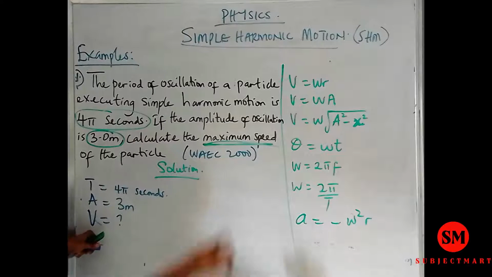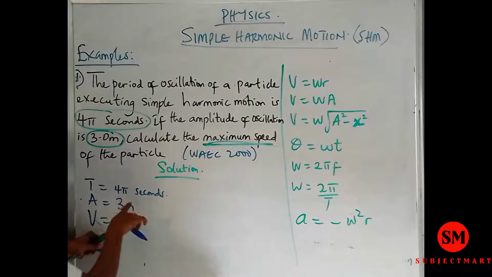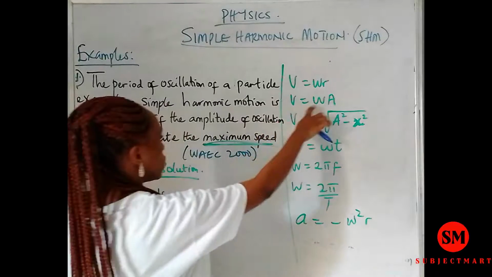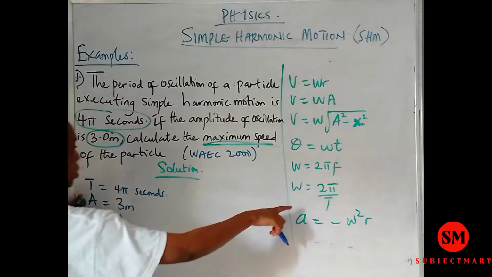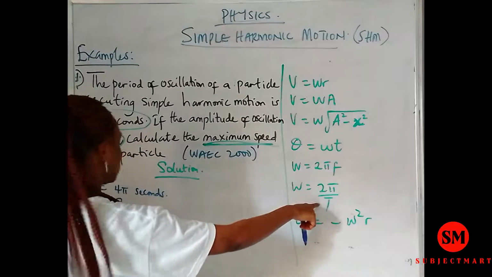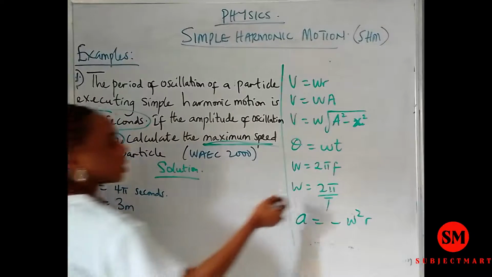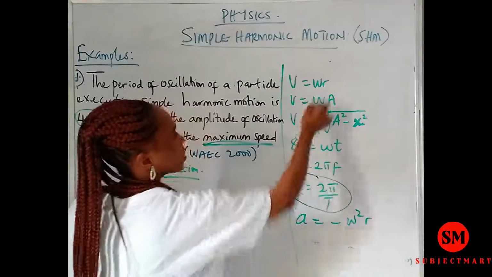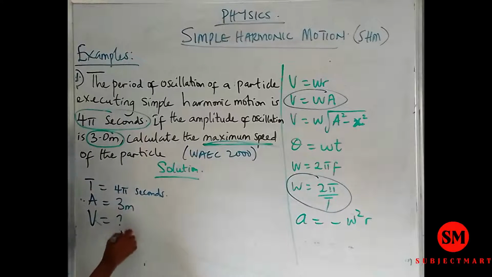To find v, we need w and r. Do we have w and r? No, we don't. Do we have w and A? Okay, we have A. But to find w, what do we need? We need 2 pi over T. We have T. So we're making use of this and this. So our v is equal to wA.